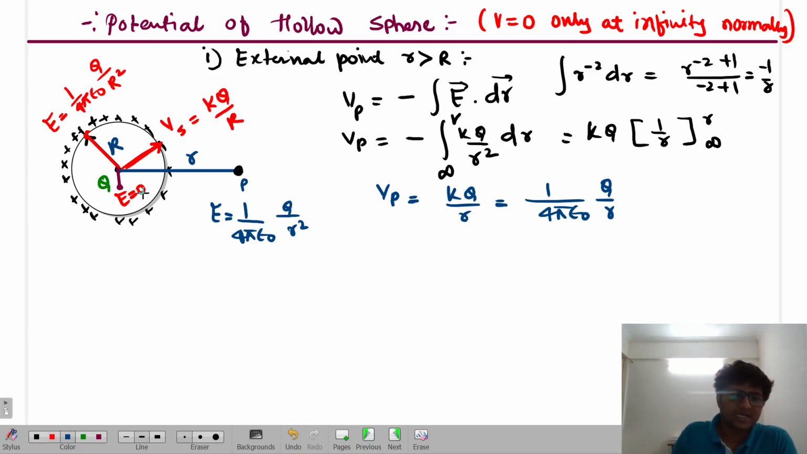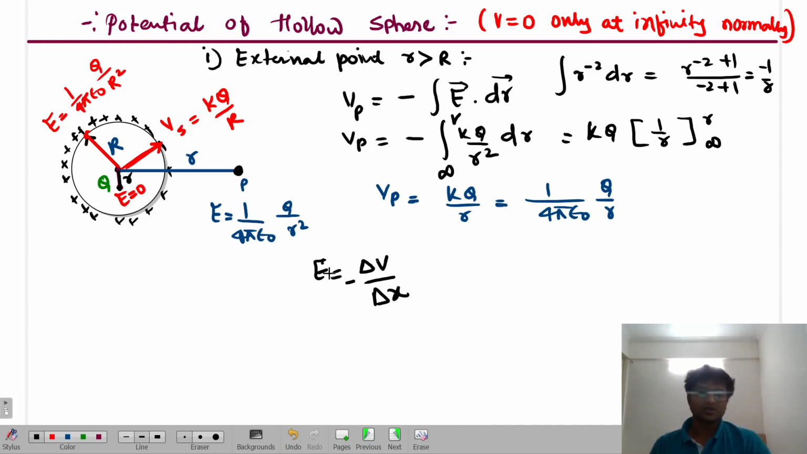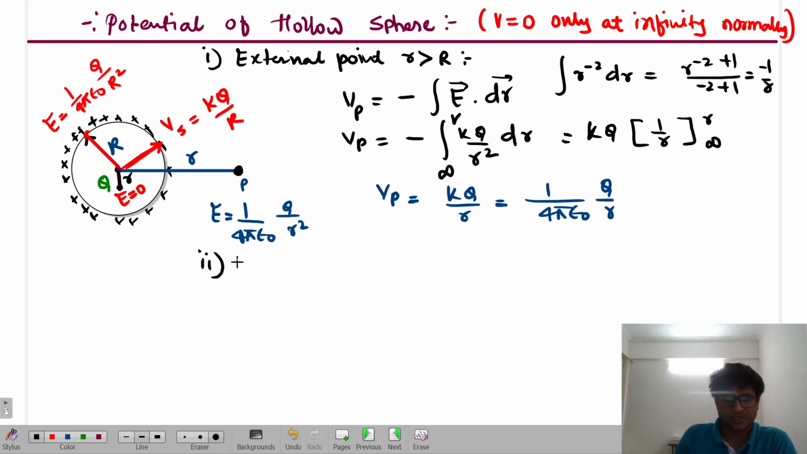But what about inside? See, inside my electric field is 0 or not? So should my potential also be 0? Ideally, yeah, you said yes, but actually you should know. अरे बाबा तुम खुद सोचो, याद करो, electric field was change in potential by change in distance, dv by dr, isn't it? So if electric field is 0, change in potential is 0, not my potential. So that means we need to prove something. So look over here at inside point, means r less than capital R. Is that clear?